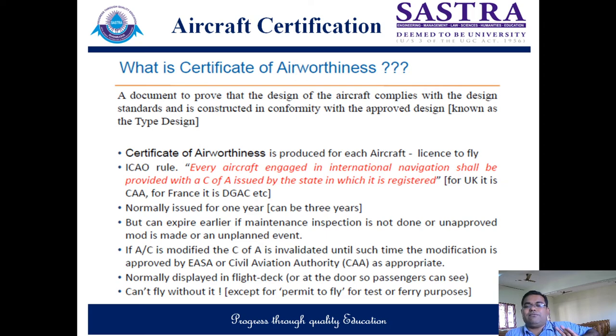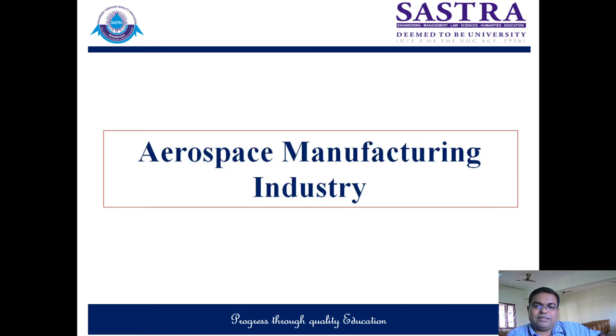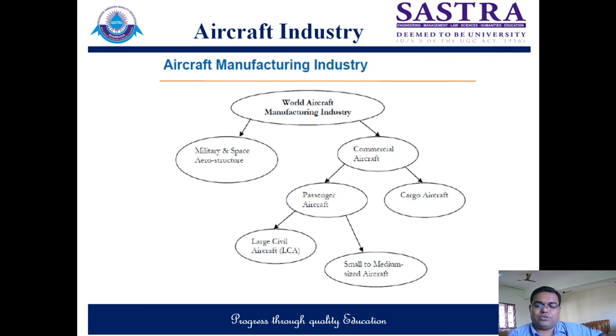It is normally displayed in the flight deck. Any aircraft cannot fly unless it gets the certificate of airworthiness. Keep in mind, as mentioned here, initially it will be given only for 1 year. Then based on the inspection, you have to show a certain standard of maintenance of your aircraft. Every year a team will come and do the inspection. If they find your maintenance is poor, it can be withdrawn, and then you have to reapply to get the certificate of airworthiness.